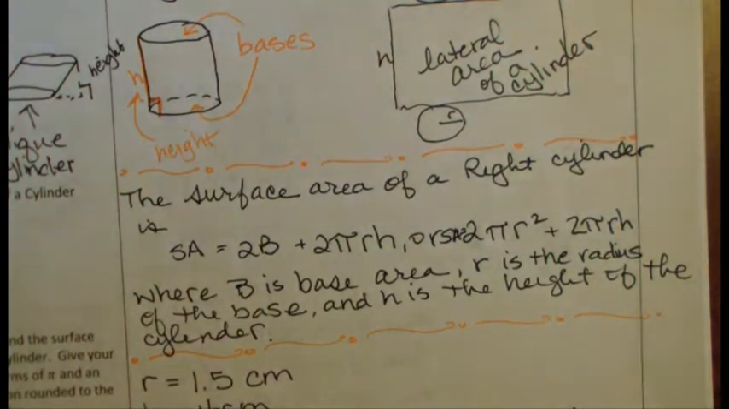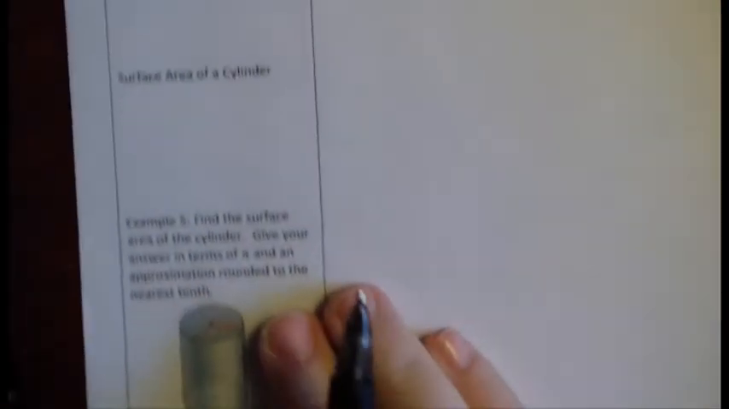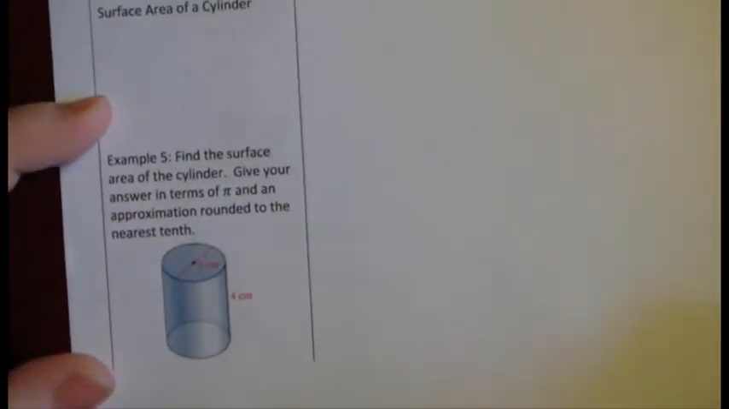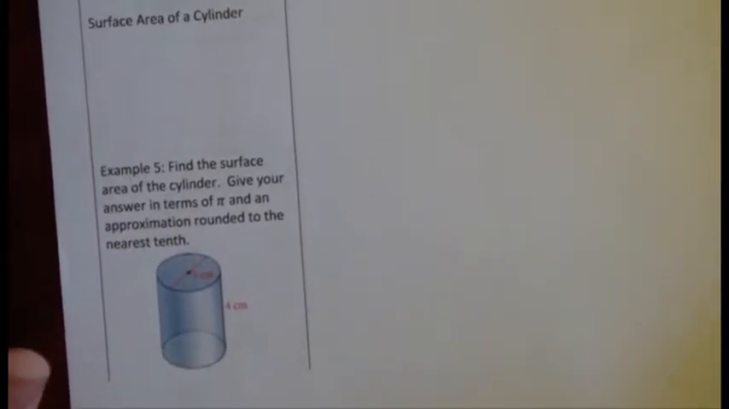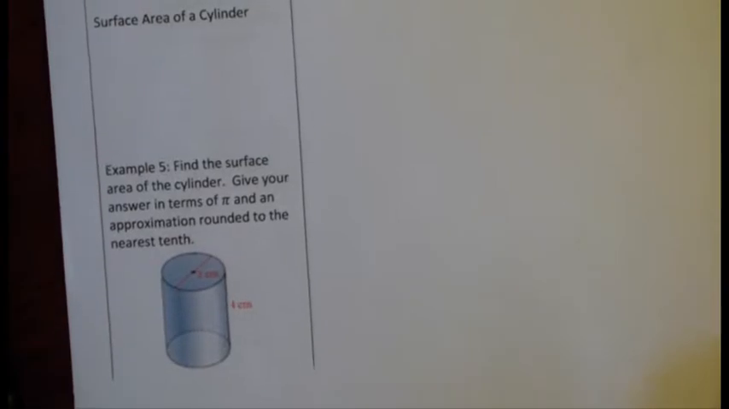All right, so for finding surface area of a cylinder, the only thing we need to figure out is our radius and our height. So let's look at example 5. Find the surface area of the cylinder. Give your answer in terms of pi and an approximation rounded to the nearest tenth.